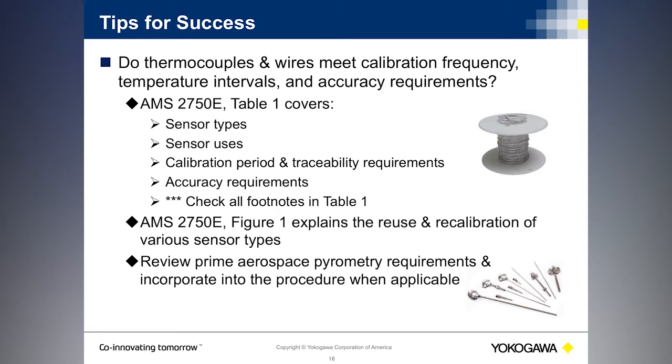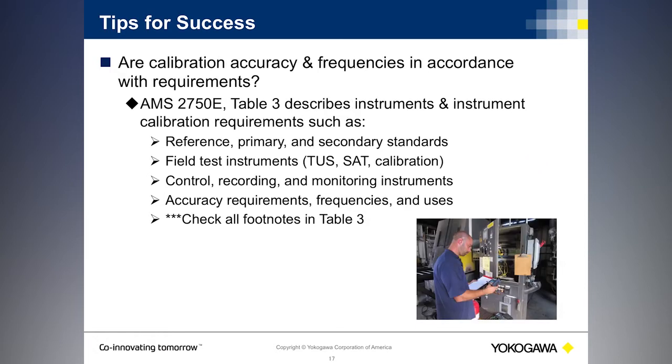You also have to be aware that prime aerospace pyrometry requirements shall be reviewed as well and incorporated into procedures when applicable. Next top pyrometry non-conformance would be calibration accuracy and frequencies in accordance with requirements of 2750, and again, more stringent customer requirements. Table 3 does a great job of describing instruments and instrument calibration requirements.